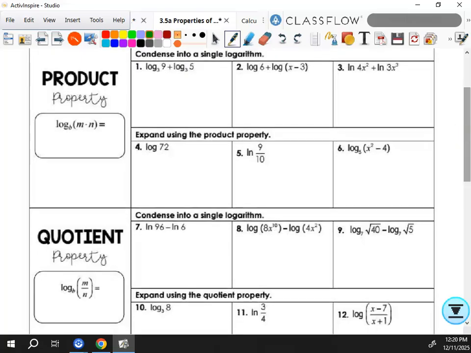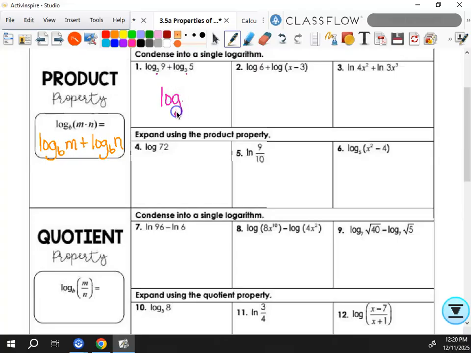So we're going to start with the product property. I know you have it on the other side. We'll just rewrite it right here. This becomes log base b of m plus log base b of n. And remember, it can go backwards and forwards. So I have number 1 is log base 3 of 9 plus log base 3 of 5. They have to have the same base, which they do. So this becomes log base 3 of what? 9 times 5, which is 45. Right?